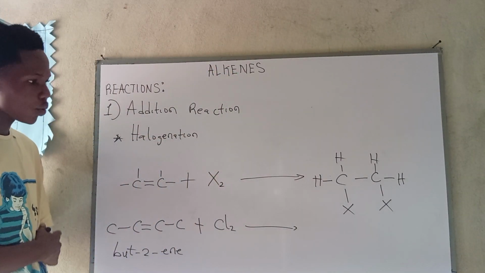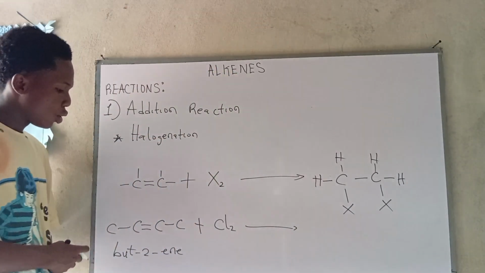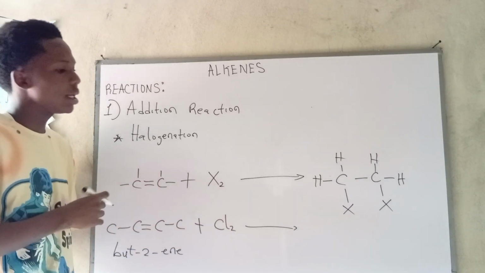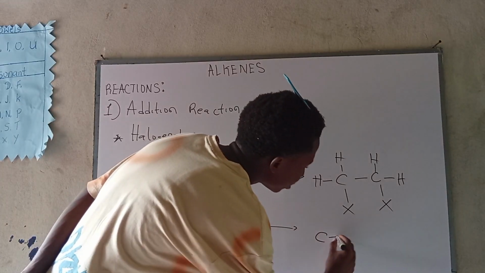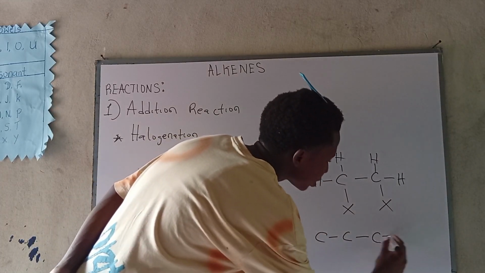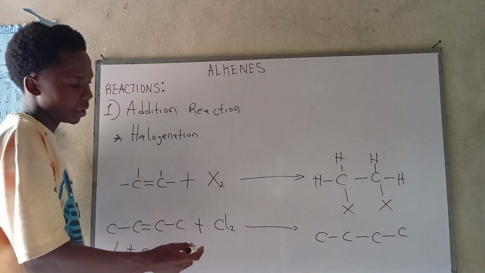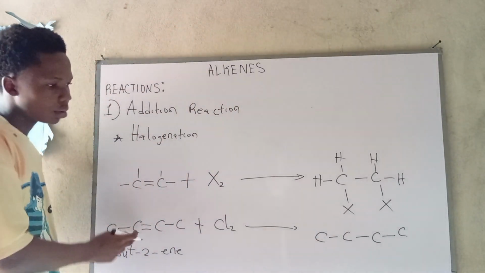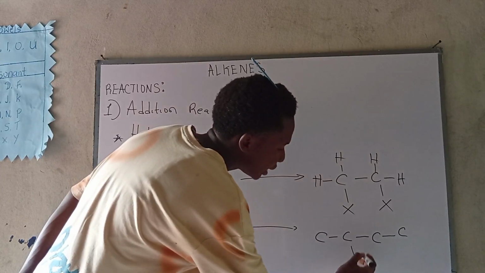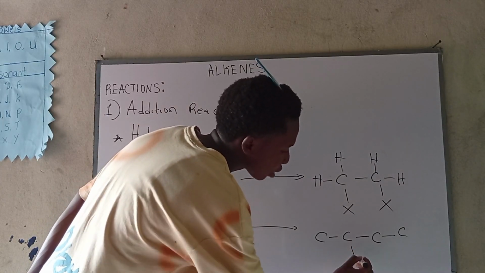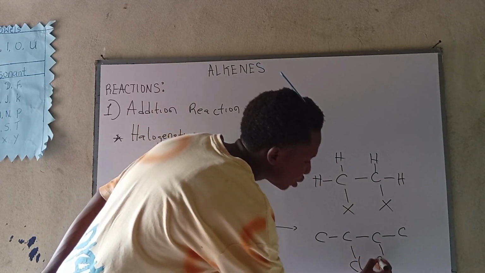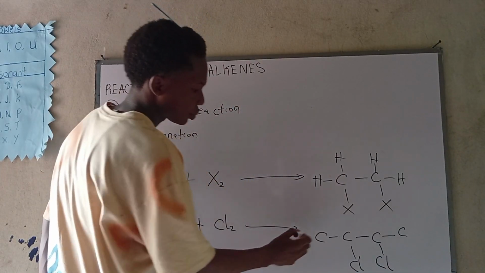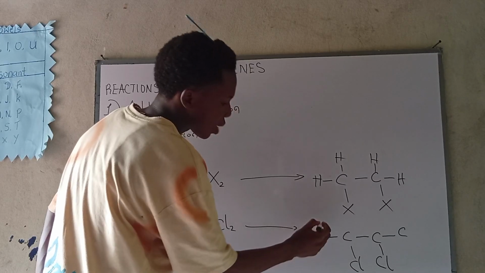When this reaction takes place, what will happen? As I said earlier, the position of the double bond is where this halogen will be positioned. After the addition, the bond will break. After the bond breaks, we position the halogens. Remember, the double bond is in the second carbon. So we'll put our chlorine here, and the second chlorine will also be here. Then we balance up our hydrogen. It's as simple as that.